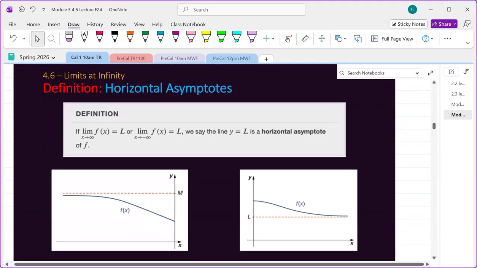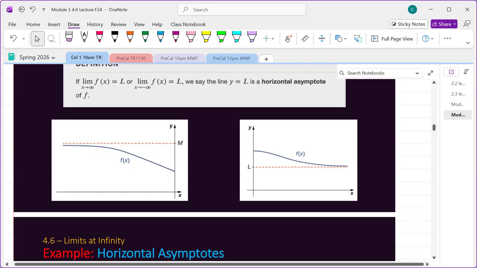So we call this behavior, if the function approaches a value instead of approaching an infinity or a negative infinity, then we call that a horizontal asymptote. Now, for a lot of our functions, it's going to be the same horizontal asymptote on both sides, but not all of our functions. We're going to look at a couple of the other ones that the horizontal asymptote only applies on one side.